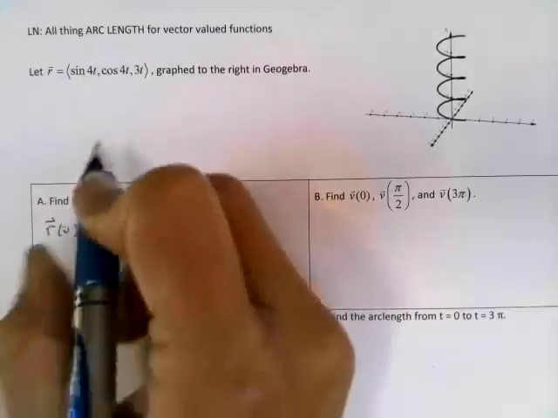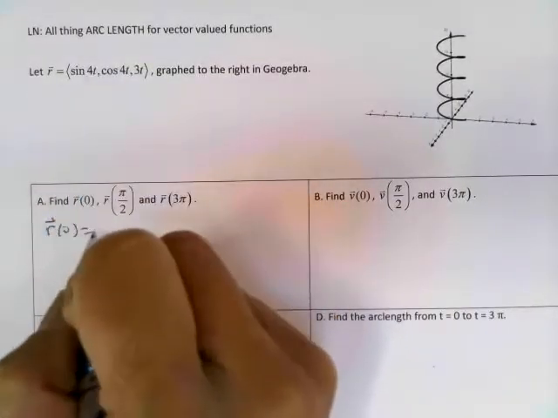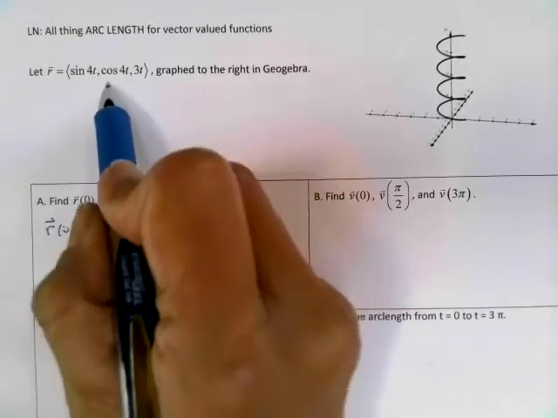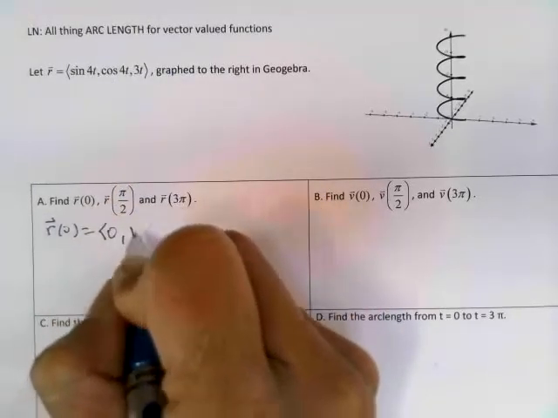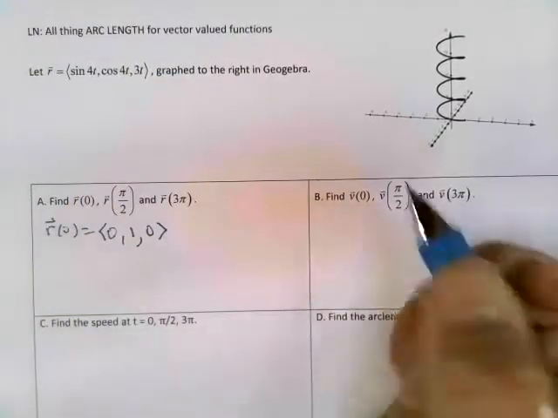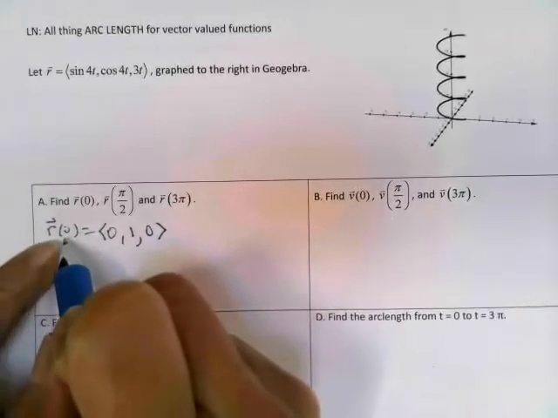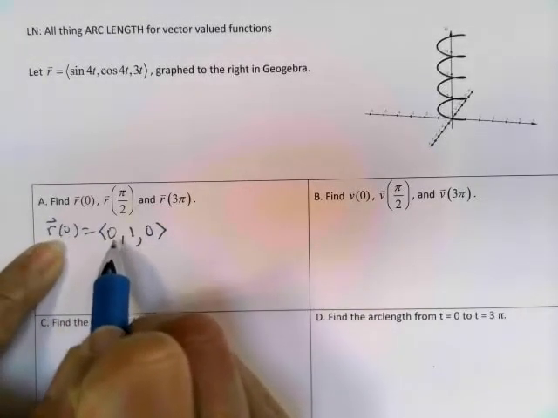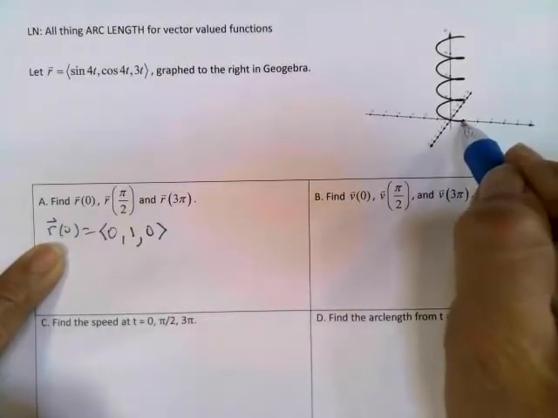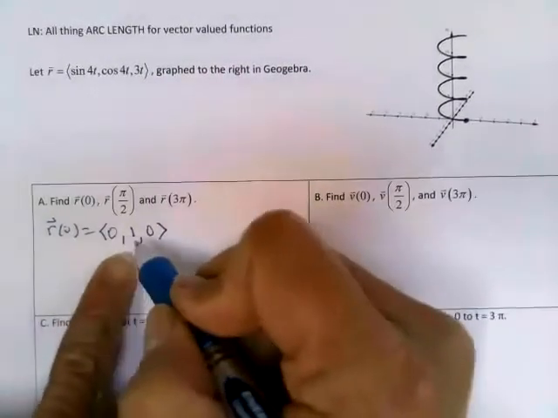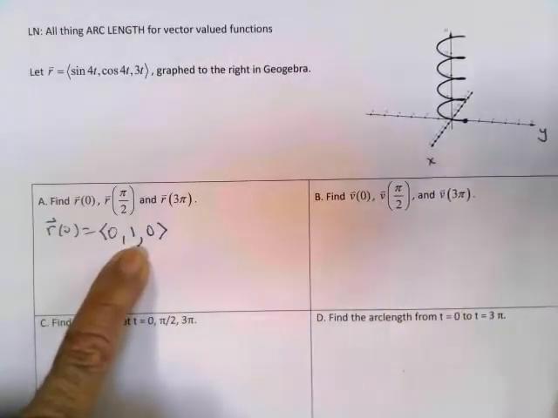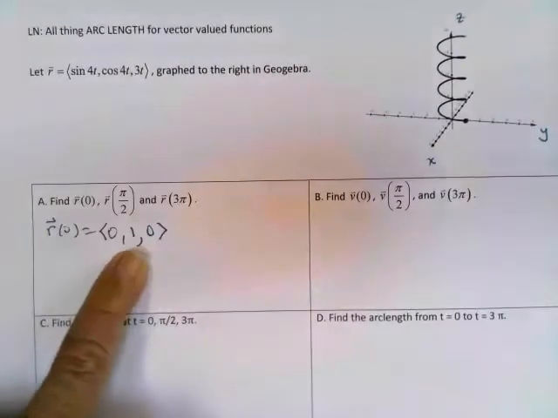So sine of 0, so 4 times 0, sine of 0 is 0. Cosine of 0 is 1, and 3 times 0 is 0. Okay. So our first vector at 0 is pointing at 0, 1, 0. So starting from the origin, it's pointing out to this point right here. You'll notice that that 1 is in the y position. So now I know this is my y-axis and my x-axis, and z is going up.